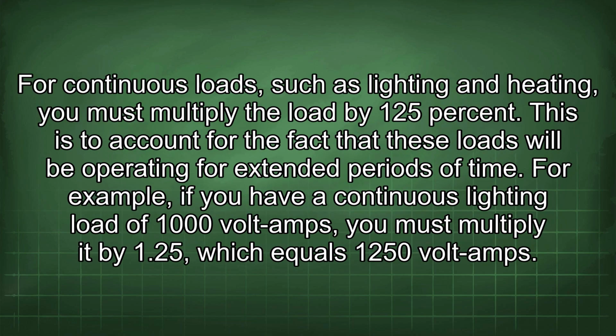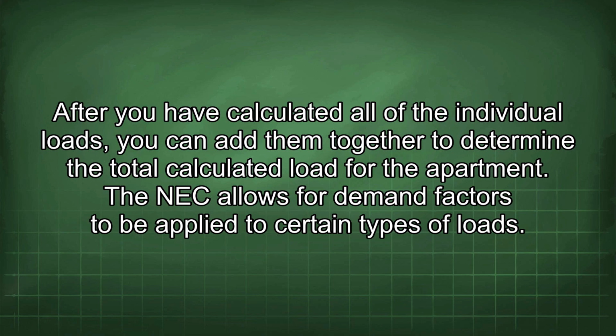For continuous loads, such as lighting and heating, you must multiply the load by 125%. This is to account for the fact that these loads will be operating for extended periods of time. For example, if you have a continuous lighting load of 1000 volt-amps, you must multiply it by 1.25, which equals 1250 volt-amps. After you have calculated all of the individual loads, you can add them together to determine the total calculated load for the apartment.